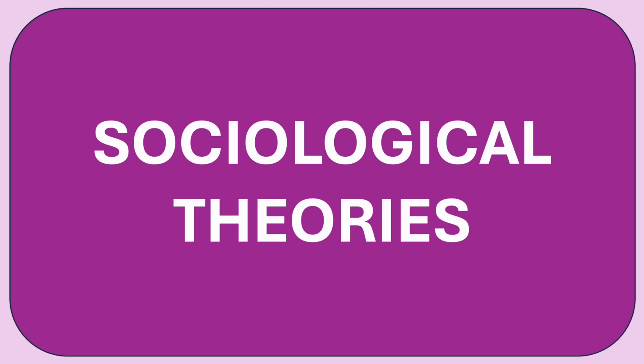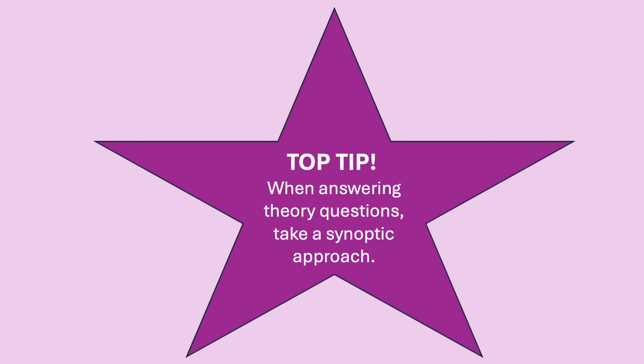And finally, what feels like forever, we are on sociological theories, our final topic. And just to give a little top tip, when answering a sociological theory question, try to take a synoptic approach with it. Basically, that means tie all your areas into a question. Say I study education, family, media and crime, for example, yours might be different. That's what I do. So try to tie all those different areas into your answer, and it'll make it look good.